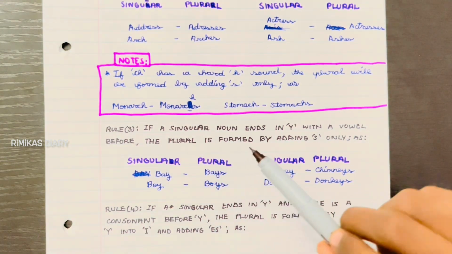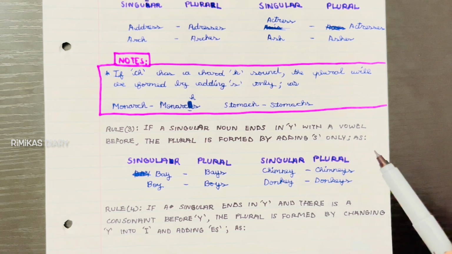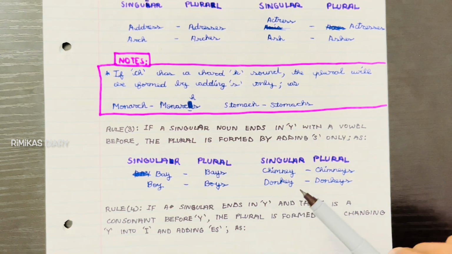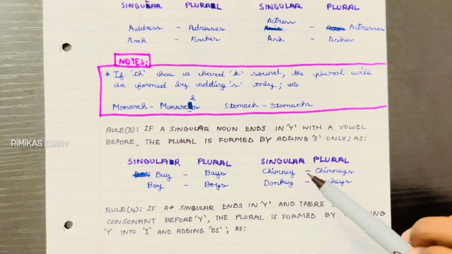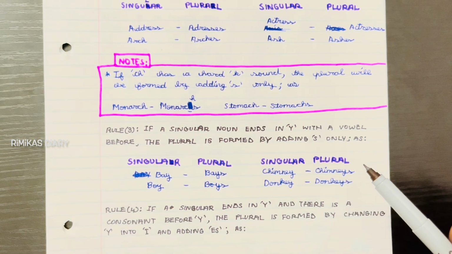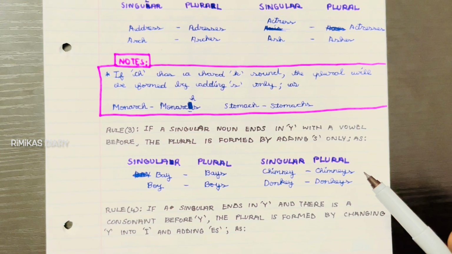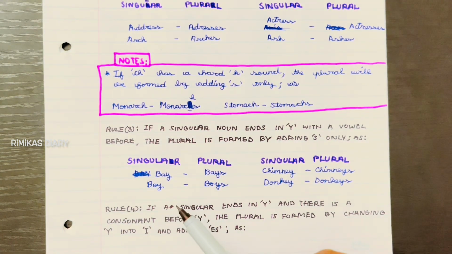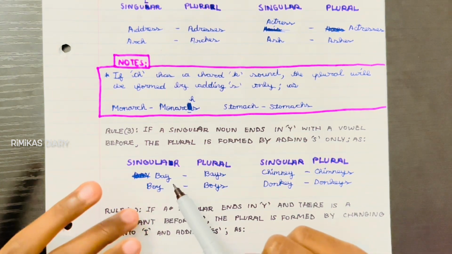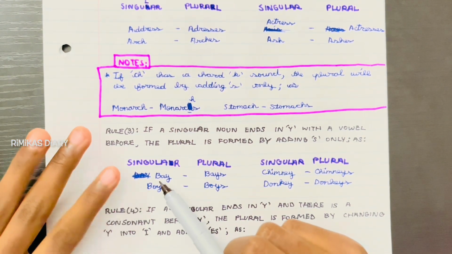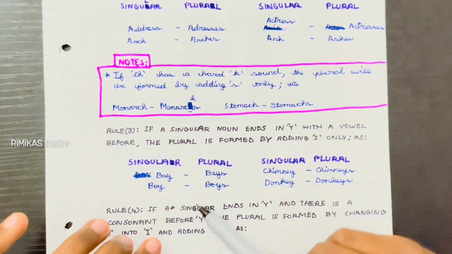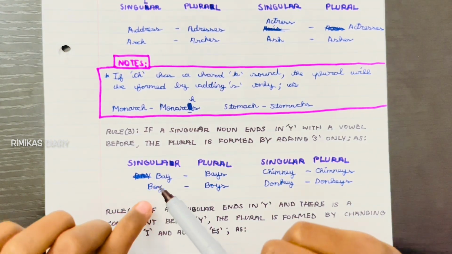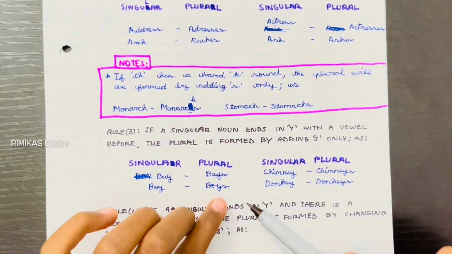Rule number 3. If a singular noun ends in y with a vowel before it, the plural is formed by adding s only. So the y is the ending letter of the word, and there is a vowel right before y, then we add s at the end. For example, bay, bays. Here, the word ends with y and there's a vowel before it, which is a, so we just put s at the end. Same with boy, boys. Before y, there's o, a vowel, so we just add s.